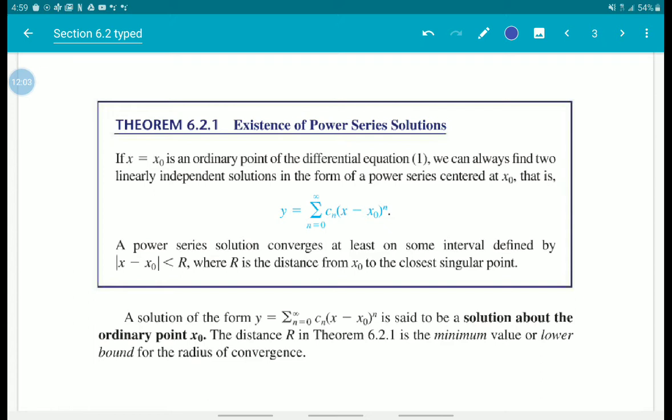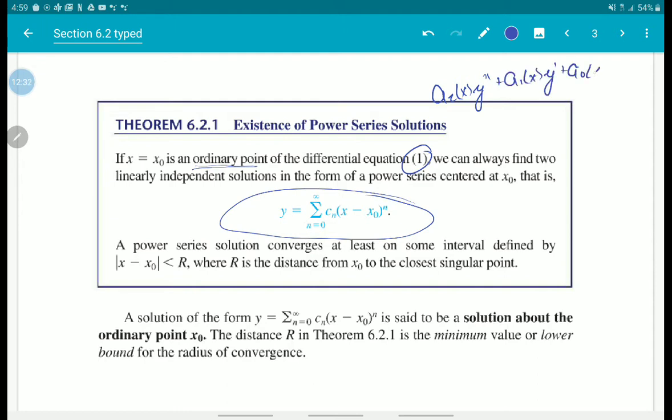So now let's look at a theorem that's going to guarantee us existence of a power series solution. If x equals x naught is an ordinary point of a differential equation, we can always find two linearly independent solutions in the form of a power series that's going to look like this. Keep in mind we're talking about a second order differential equation here. So that's why they're saying two linearly independent solutions. If this were a third order, then we would be able to find 3. If it's fourth order, we could find 4, and so on.